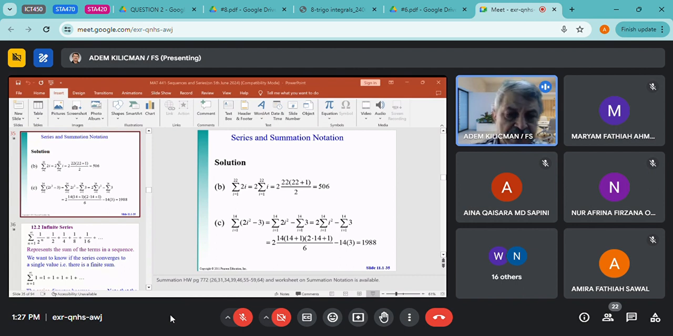So therefore, in this particular case, sequences in this form: 1 over 2, 2 over 3, and n over n plus 1. When you look at n over n plus 1, it is convergent, and the limit value is 1. So therefore, your series is also convergent in this particular case.